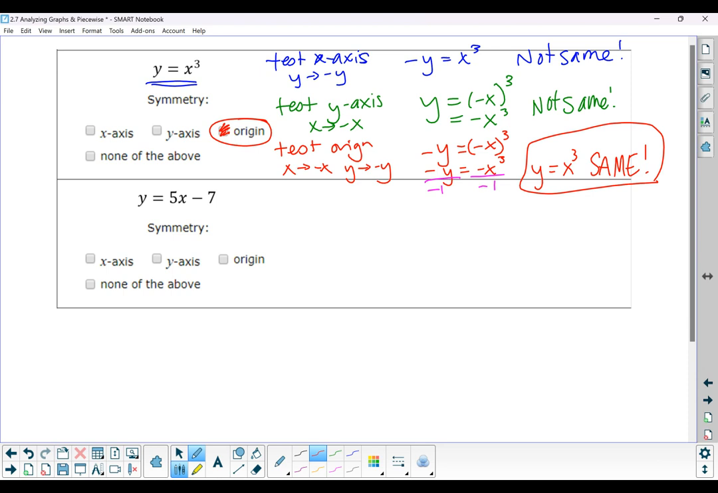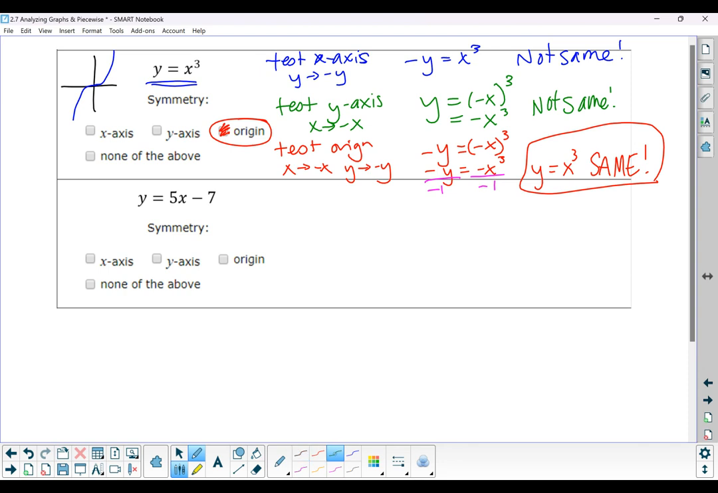So it can have origin symmetry on its own, or it can have origin symmetry if it has both x and y-axis symmetry. All right, this graph, just in case you're kind of picturing it, it does look like this. So it does have that rotational origin symmetry.